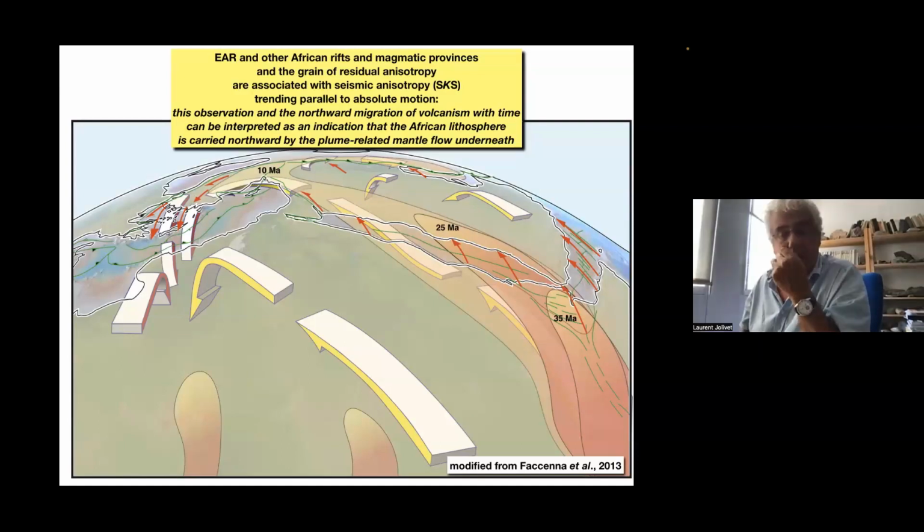is carried by this low velocity anomaly related with the FR plume, and that the propagation of this anomaly toward the north, indicated by the propagation of magmatism from south to north between 35 MA to 10 MA or something, suggests that the African lithosphere is carried northward by the plume-related mantle flow underneath, and that it's because we have this mantle flow underneath toward the north that Arabia is separated from the main body of Africa sometimes in the late Eocene.